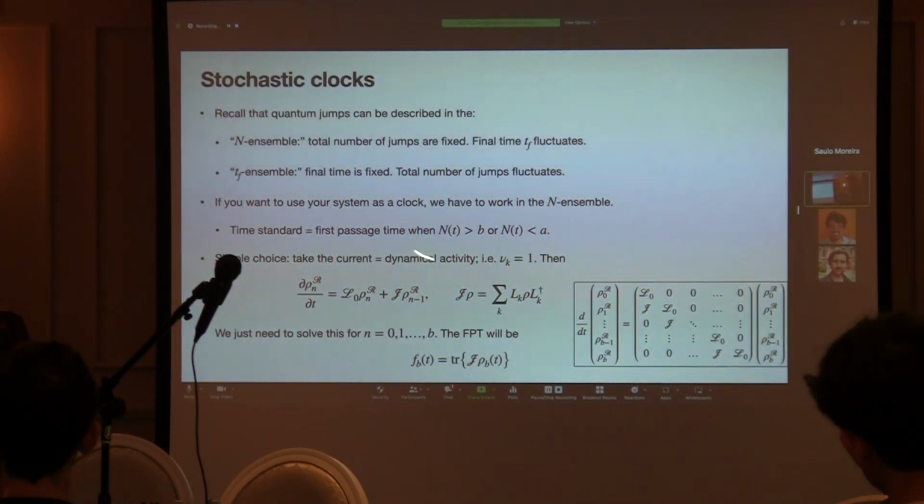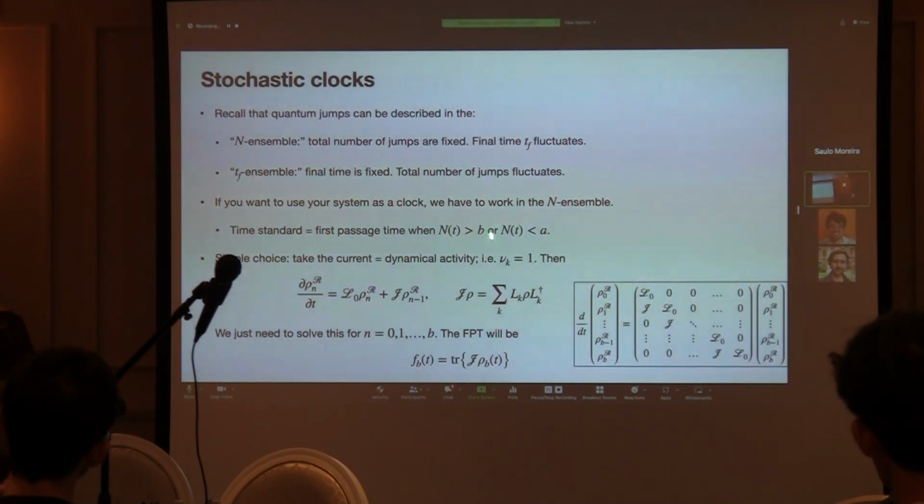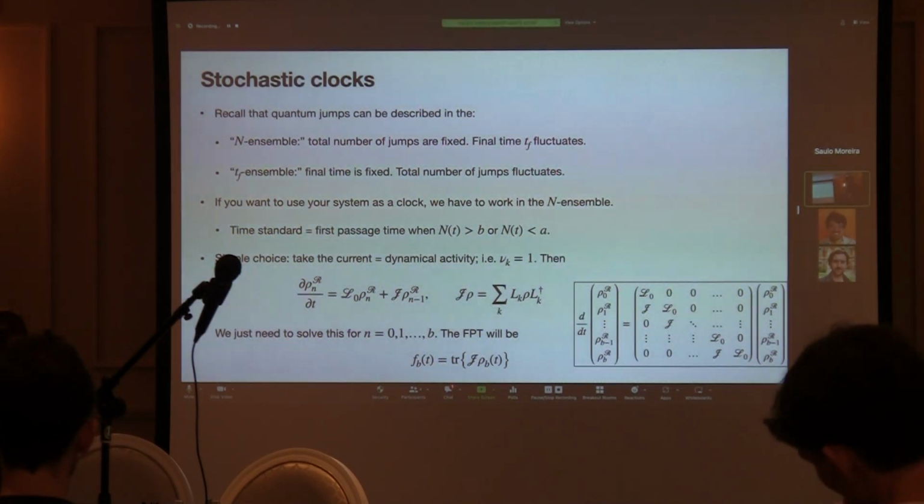So for a clock, you just need to count how many jumps you have. And so you can define a standard of time by just saying, my time standard is the first passage time when n of t reaches a certain boundary. And then your standard of time will depend on your choice of boundary and your choice of current n of t.